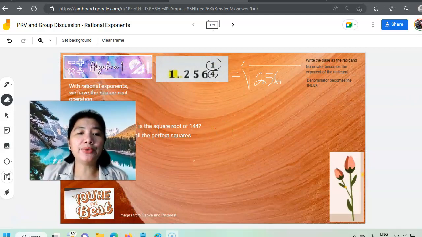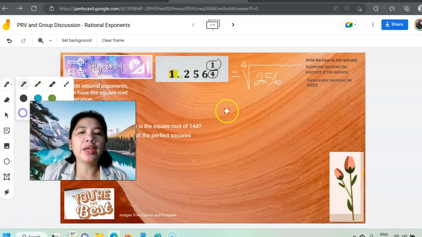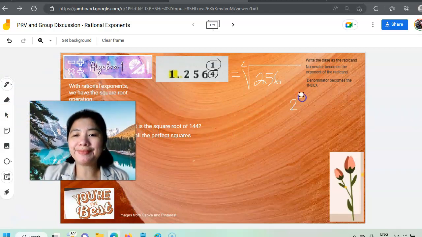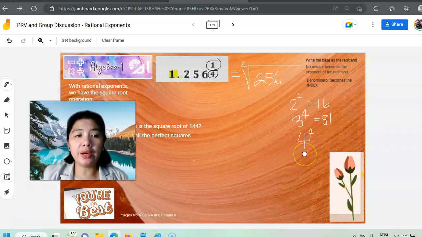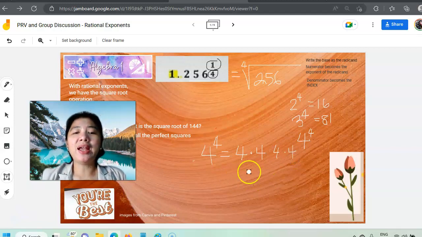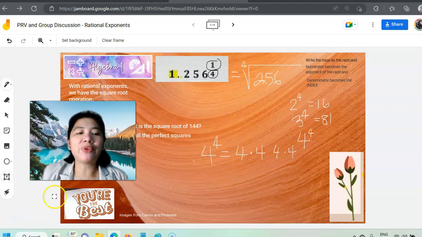What we can do is start with a smaller one. So we can have 2 to the 4th. What is 2 to the 4th? That is 16. And how about 3 to the 4th? That is 81. So probably it's 4 to the 4th. The expanded form of 4 to the 4th is 4 times 4 times 4 times 4. Pause the video and try to multiply 4 times.